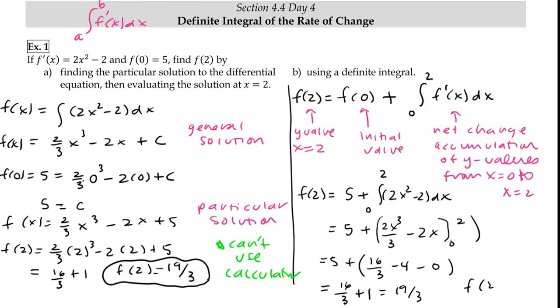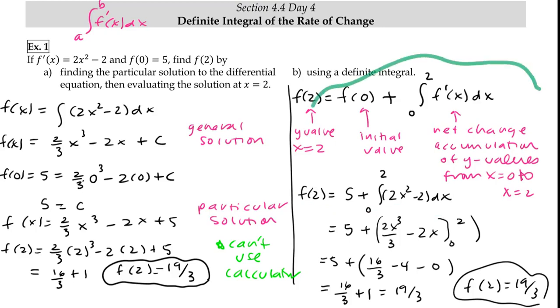So f of 2 is 19/3. And again, if you have to show your work, you would have to go through and integrate this. A lot of times on the AP test, you'll see that the function, you can just type it into your calculator and you would have had your answer right away. Okay, this again is the new thing today that we're going to focus on.